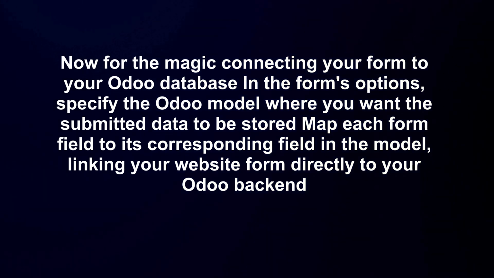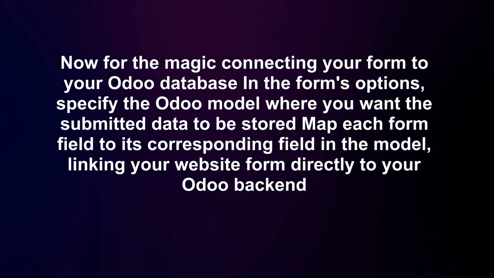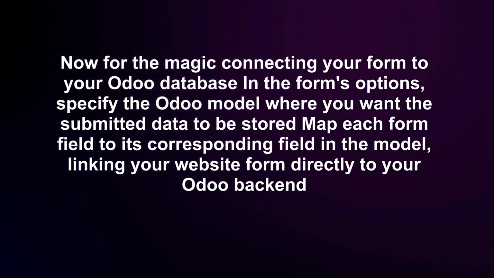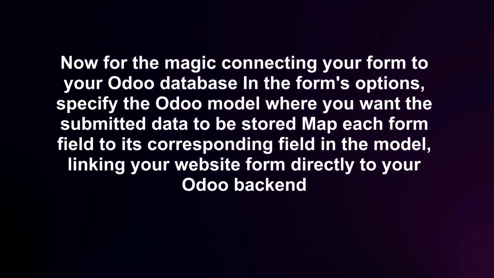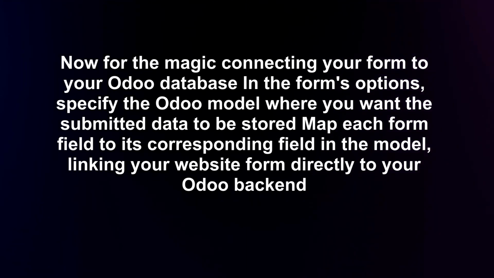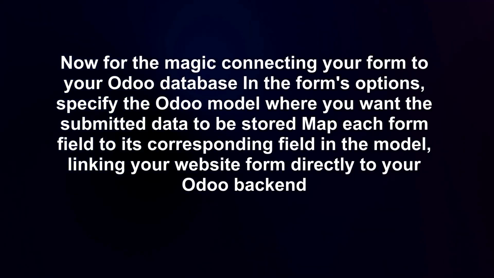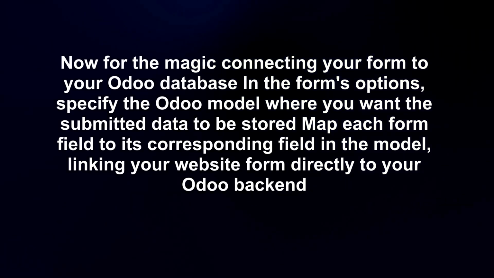Now for the magic: connecting your form to your Odoo database. In the Forms options, specify the Odoo model where you want the submitted data to be stored. Map each form field to its corresponding field in the model, linking your website form directly to your Odoo backend.